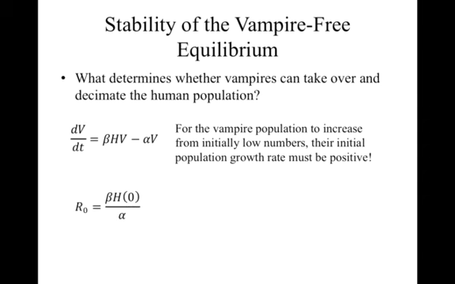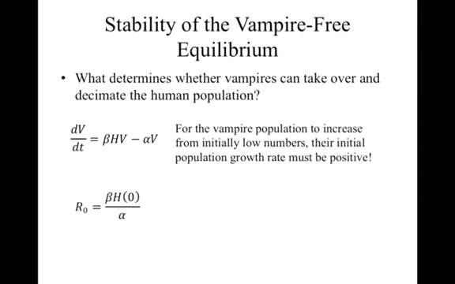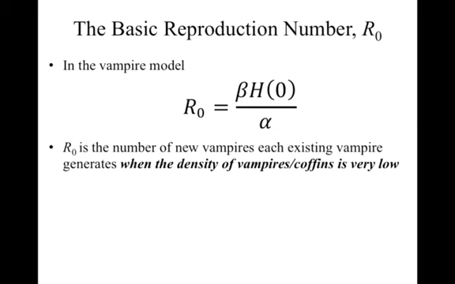All right. So that criteria, beta H naught over alpha, we call that R naught. That is the basic reproduction number. So here's your basic reproduction number. You can interpret R naught as the number of new vampires that each existing vampire generates when the density of vampires in coffins is very low, when you mostly have just humans. So if I introduce one new vampire into a huge population of nothing but humans, then R naught is the number of new vampires that single introduced vampire can make before it gets caught.